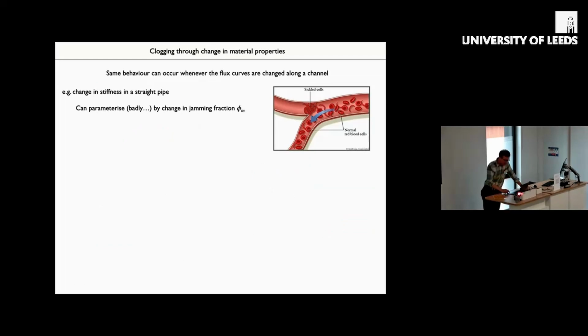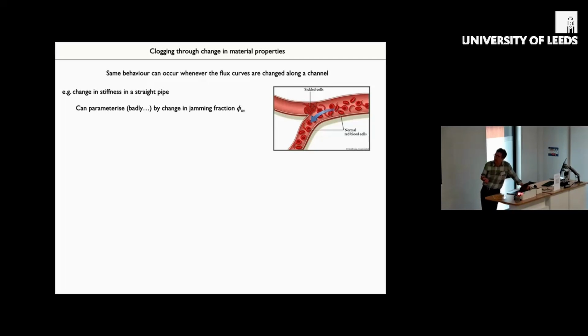You get exactly the same thing if we go back to the original motivation for this, which was not actually channels that just become thinner. It was sickle cell disease, where it's not the channel that changes, it's the properties of the suspension. Now it starts to become a bit woolly, because constitutive models for deformable suspensions are in their infancy, I would say. It's quite complicated. And so what's going on in red blood cells is they start off incredibly deformable. Red blood cells are incredibly deformable. And when they become sickled, they essentially become substantially more rigid.